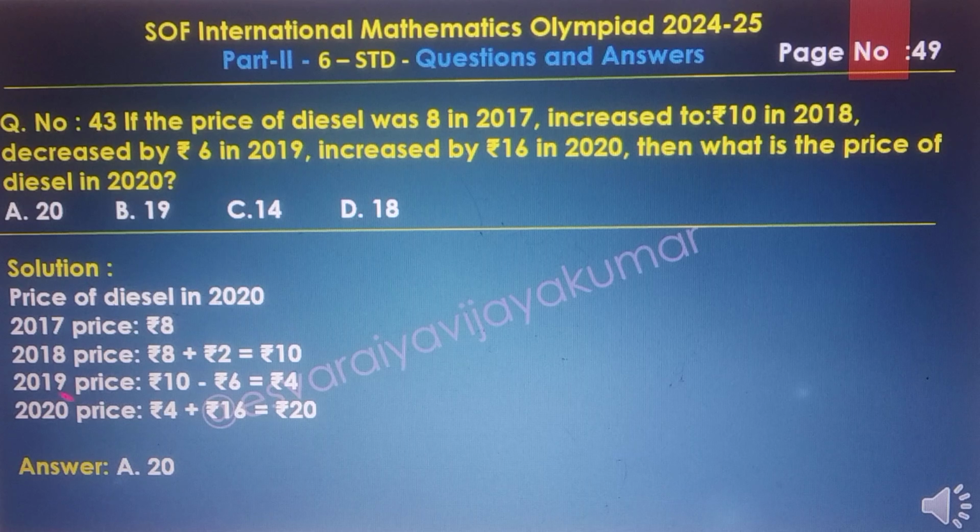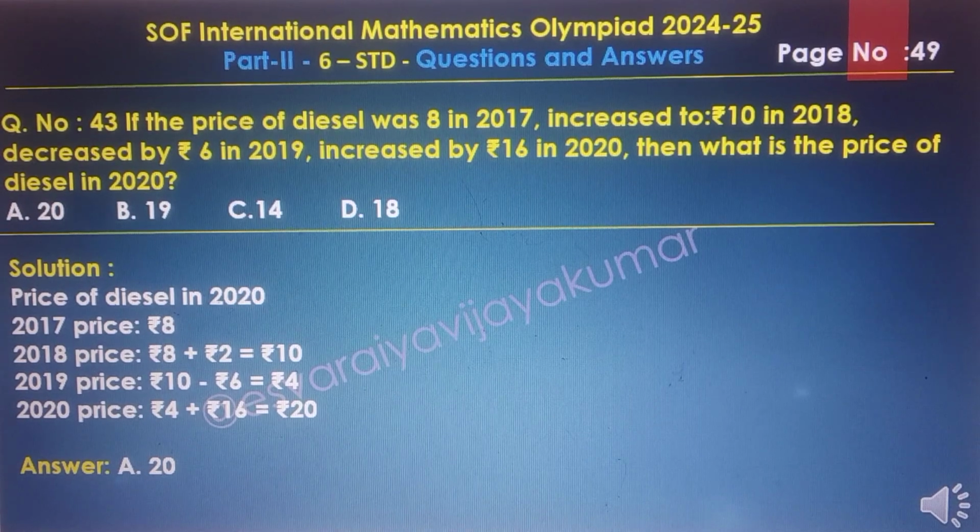Here we can calculate 2018 and 2019, and we get 4. For 2020, in the same way, we add 16 plus 4 equals rupees 20. It is already mentioned that the price increases by 16 in 2020. So finally we calculate 16 rupees plus 4 rupees, and we get 20.